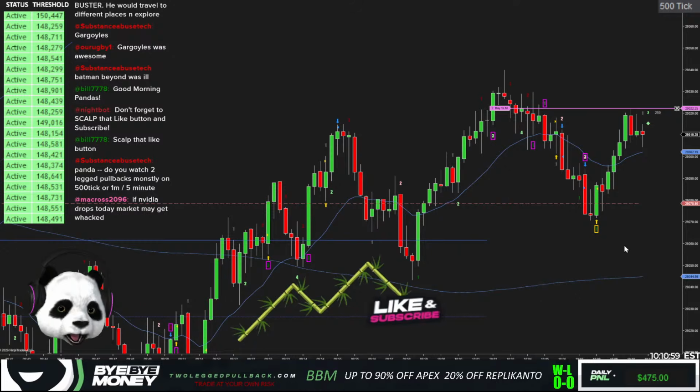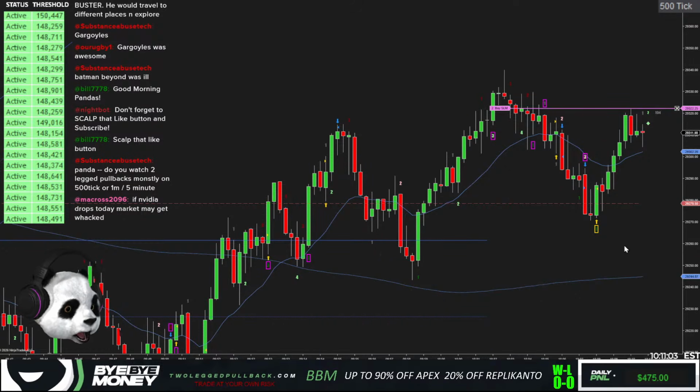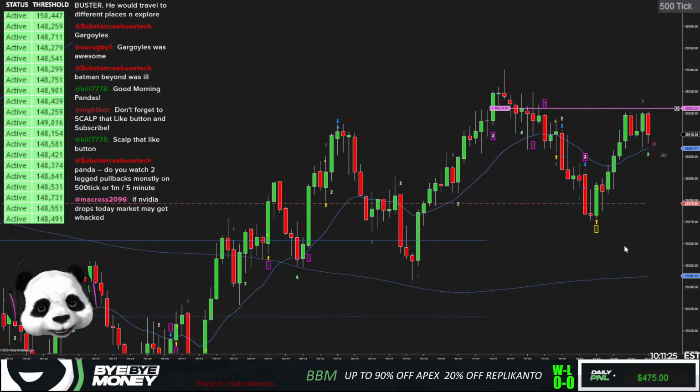Gotta let the candle finish, pandas. Trading 101. Gotta let the candle finish. Oh my goodness. That's wild. That's why you gotta let the candle finish, pandas, because anything can happen. That is just crazy. My goodness.